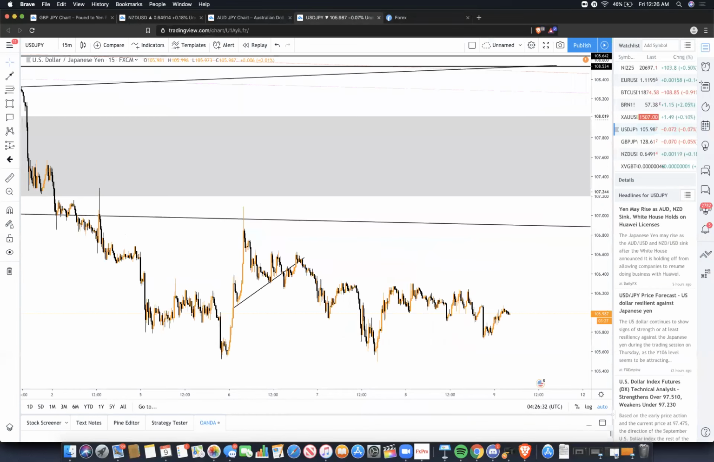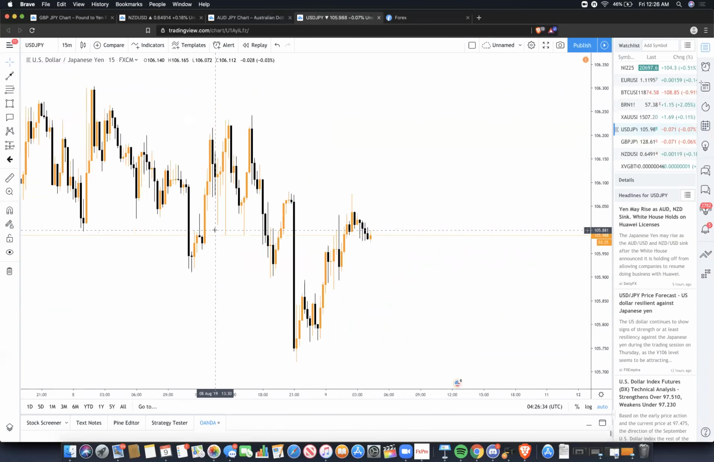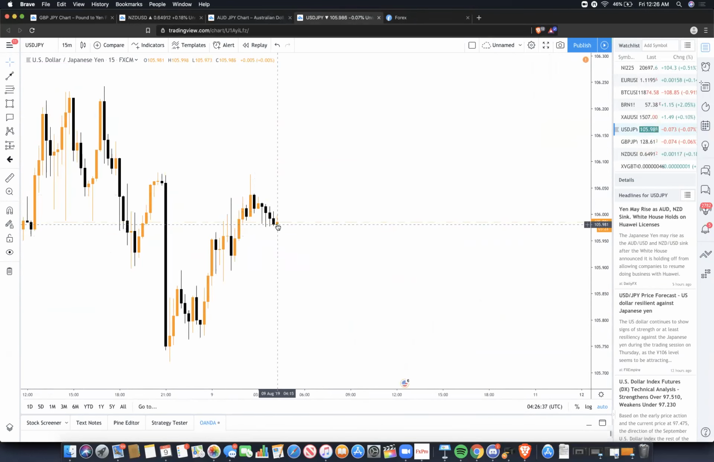In that sense, the market should be going down. And what is the market doing? Going down. Not as strong as we would want to see it, but it's been going down, right? Choppy.